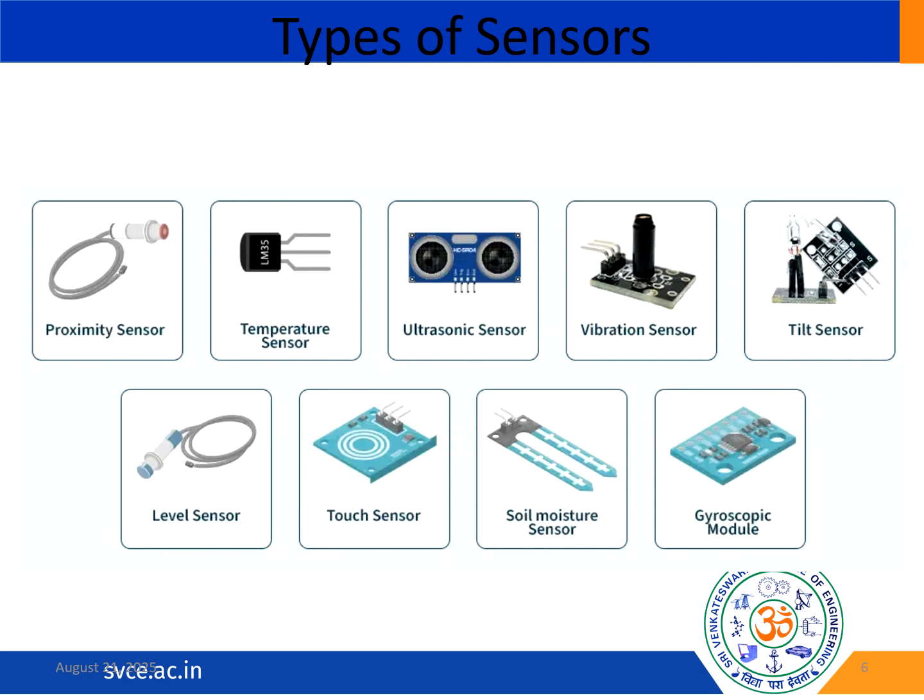The other types of sensors we have are temperature sensor, ultrasonic sensor, vibration sensor, tilt sensor, level sensors, touch sensors, soil moisture sensor, gyroscopic module sensor, everything we have. So in the next slides we will see some types of sensors in detail. These are the basic types of sensors which we use in a real-time environment.